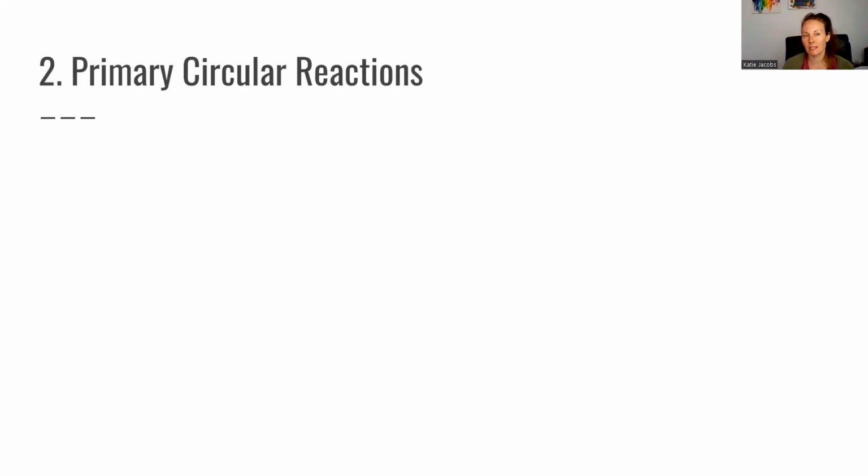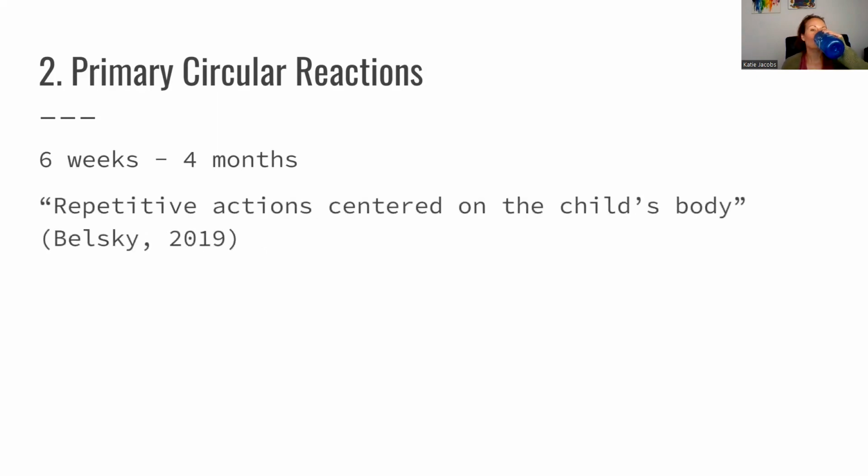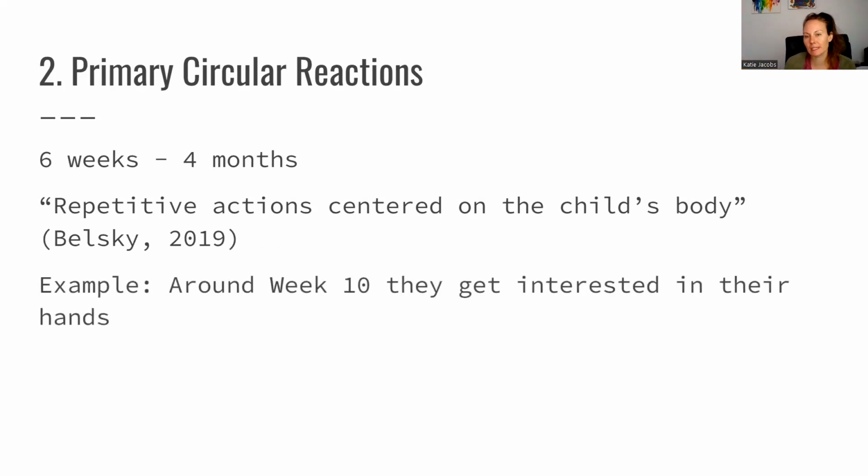The second substage is primary circular reactions. This happens from about 6 weeks up to 4 months. And this is when there's repetitive action centered on the child's own body. So for example, around week 10, they get interested in their hands, like super interested, and they'll just stare at the hand and flip it and look at it. And they're super interested in it. That is a prime example of primary circular reactions.